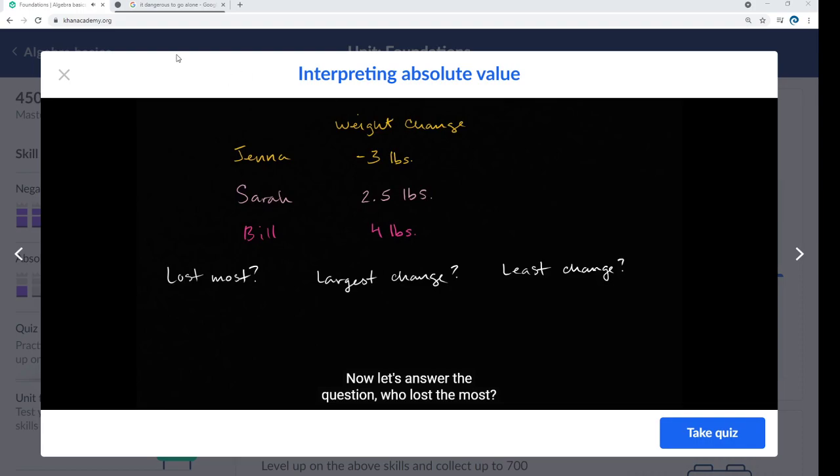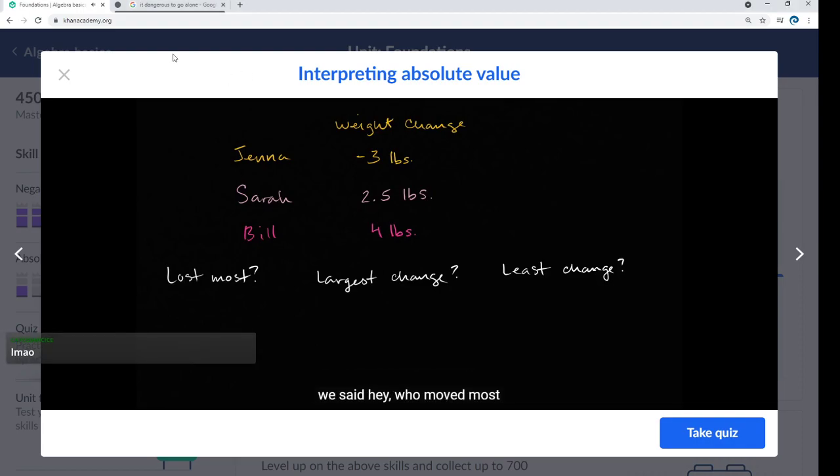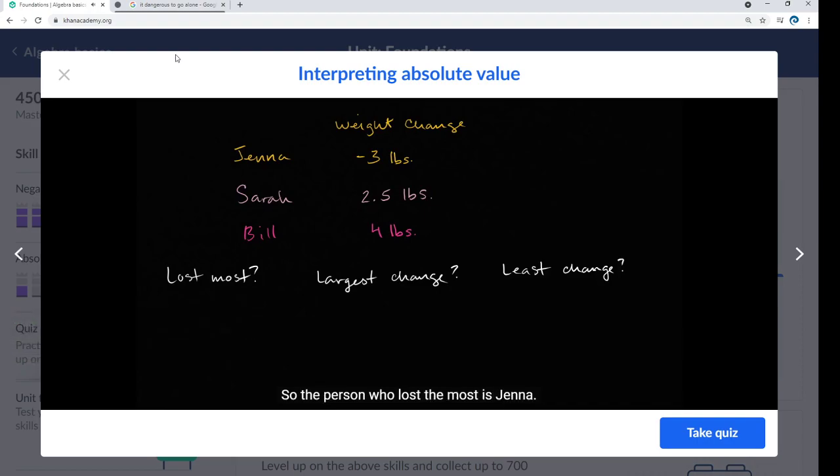Who lost the most? So when we talk about lost, we care about directions. We said, hey, who moved most to the left of 0? Well, Sarah and Bill didn't move to the left of 0 at all. They gained weight. That's why they're to the right of 0. Jenna's the only person who lost anything. The person who lost the most is Jenna.